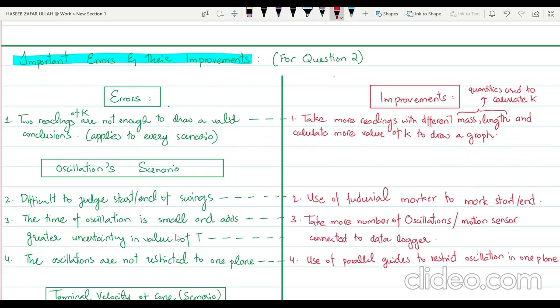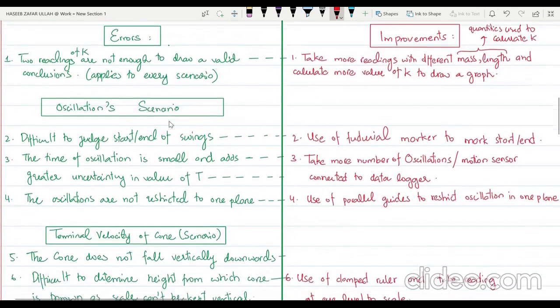The others are divided into the oscillation scenario and the terminal velocity of the cone. So let's check them out.